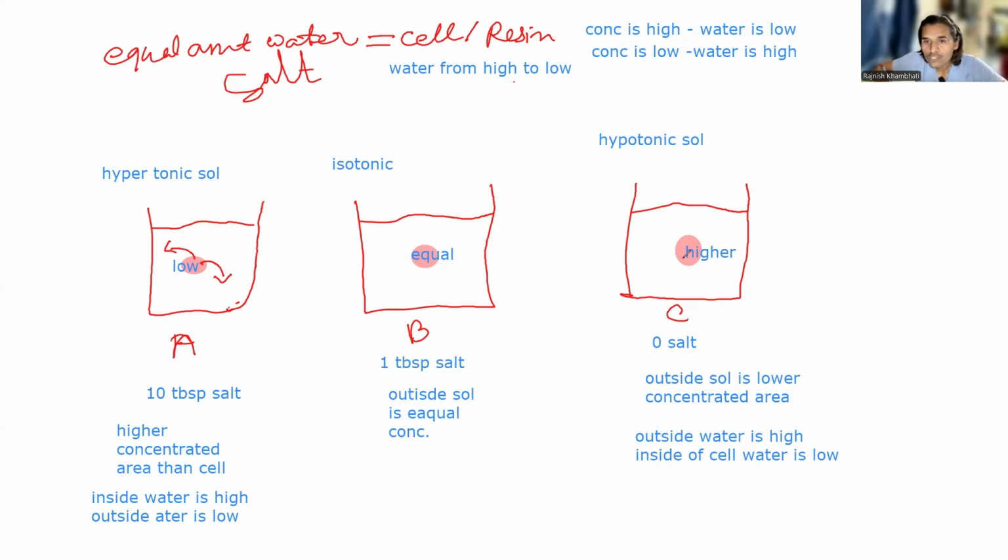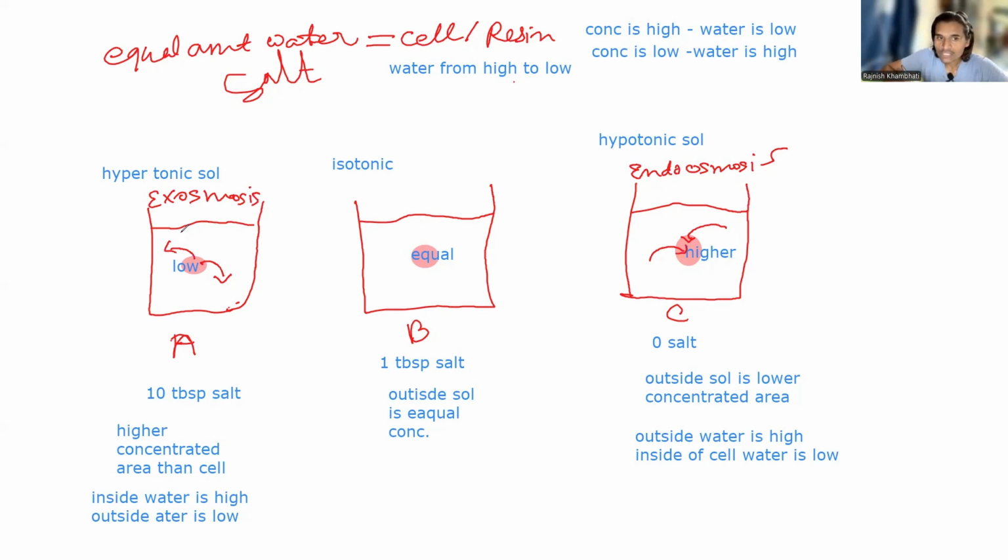Then in hypotonic solution, outside water is high and inside water is low, so water will move inside. Okay. Now, when water is moving inside, it is known as endosmosis, where water from outside enters inside the cell. And when water is coming outside, it is known as exosmosis, meaning water is coming outside.